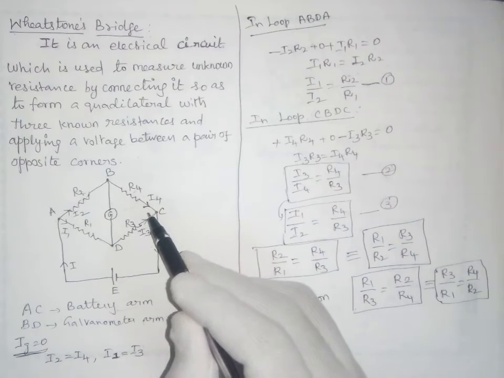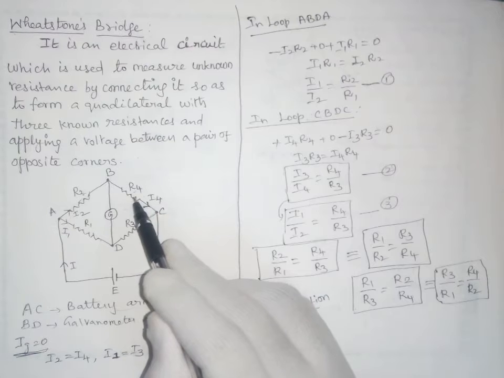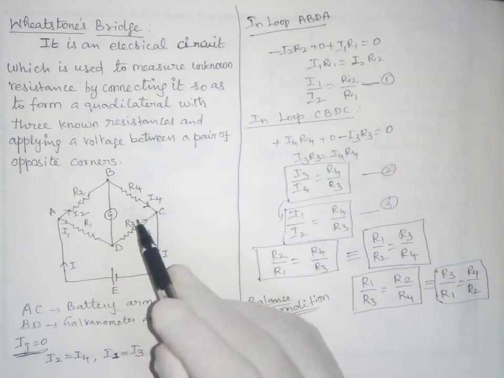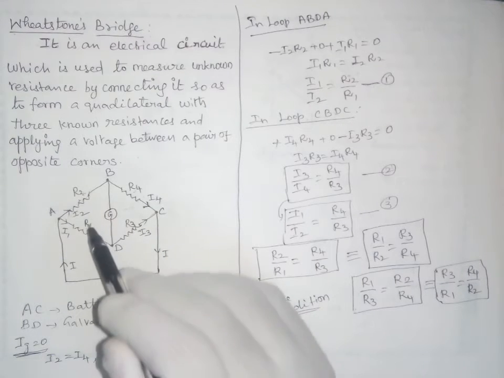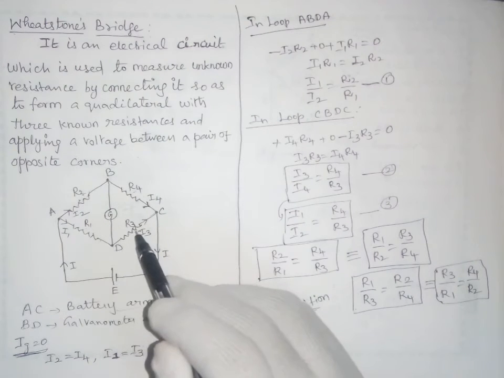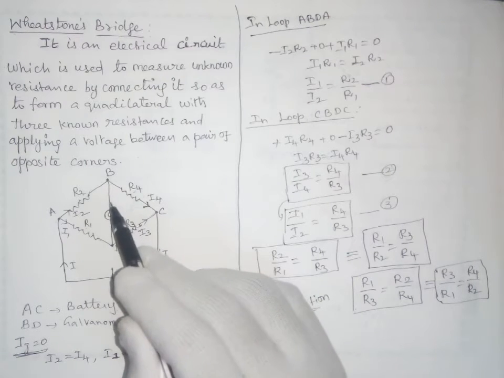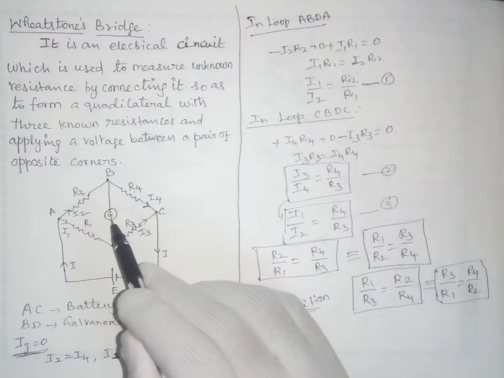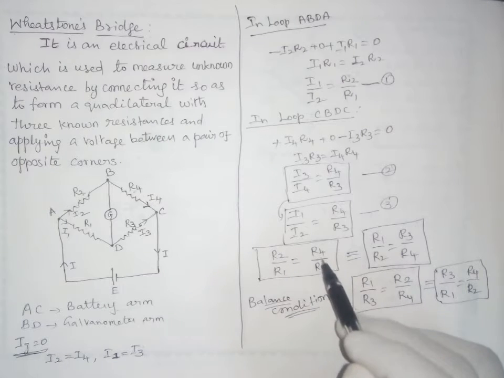Now let us suppose we have an unknown resistance which we insert in the fourth arm. So R4 is not known. Keeping the known resistances R1 and R2 in the first two arms, and varying R3 till the galvanometer shows zero deflection, the balanced condition is achieved. In this case we know the formula R2 by R1 equal to R4 by R3.